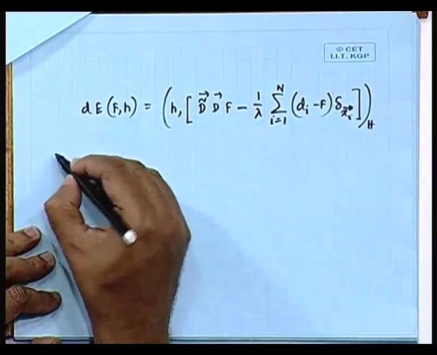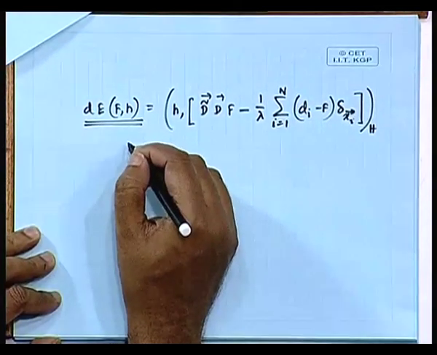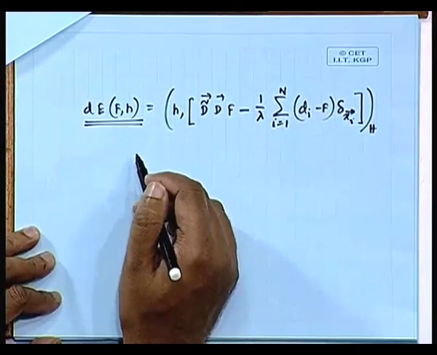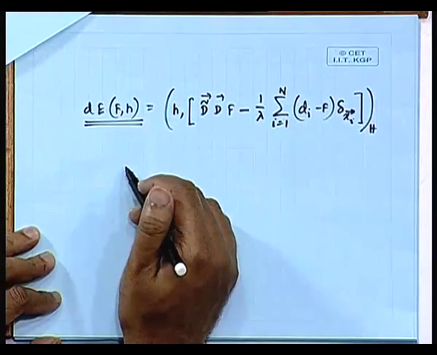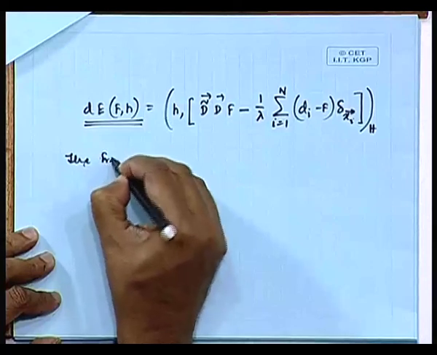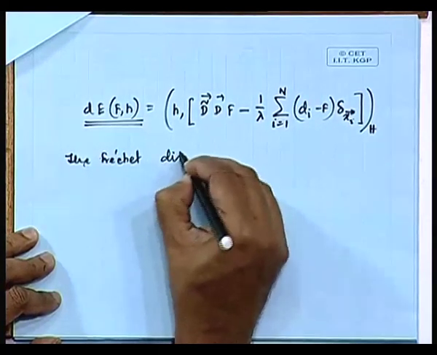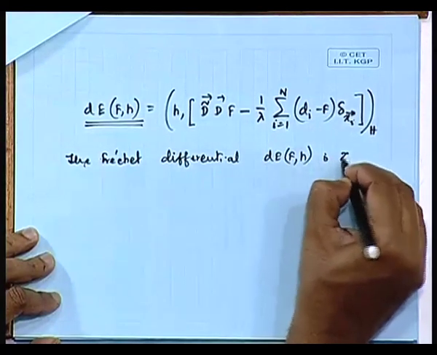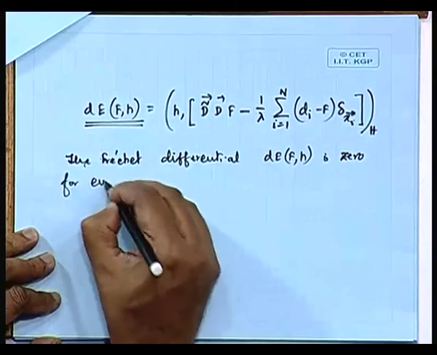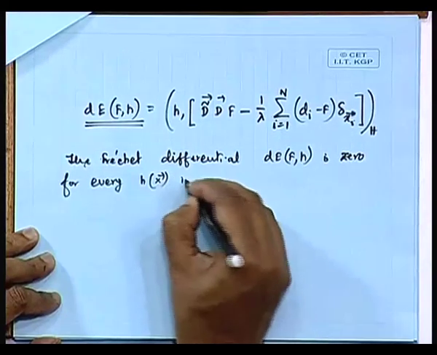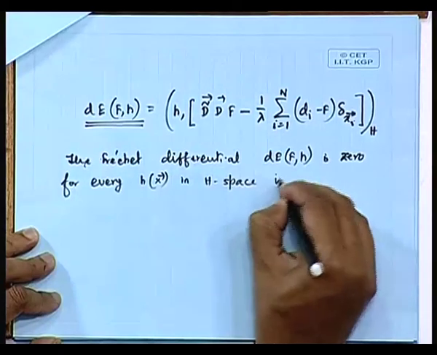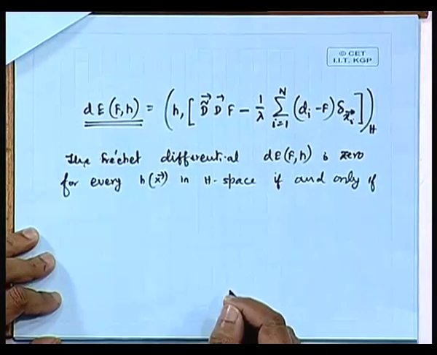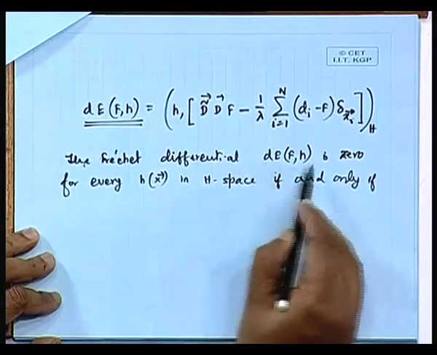Now, what we have to do is that the Frechet differential dE at f, h is 0 for every h, since we are looking for the extremum. This differential is 0 for every h of x in H space. So, we can write that the Frechet differential dE of f, h is 0 for every h in Hilbert space if and only if, what is the condition? For every h, what should be the condition to make dE at f, h equal to 0?